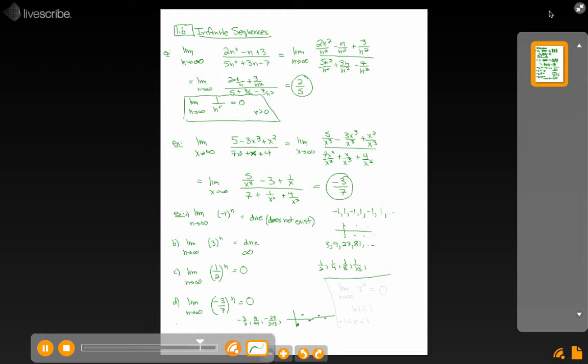It turns out, in general, we can state a little rule: if you have the limit as n goes to infinity of r to the n, the only way that limit exists, besides does not exist or infinity or negative infinity type answers, is if it's 0, when the base is between negative 1 and positive 1. So if r is between negative 1 and positive 1, you have basically a fraction or a decimal, and as you raise it to higher and higher powers, you get answers closer and closer to 0.